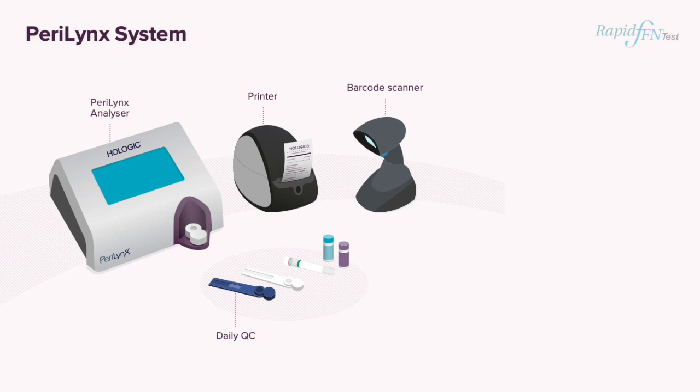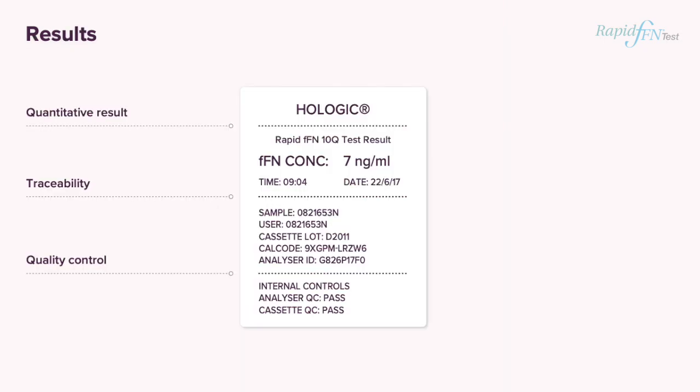Only samples with no contraindications requiring analysis will utilise a fetal fibronectin cassette. With less than 10 minutes analysis time, you will receive a results label, which details your quality control, traceability such as user ID and patient number, and your quantitative fetal fibronectin result.